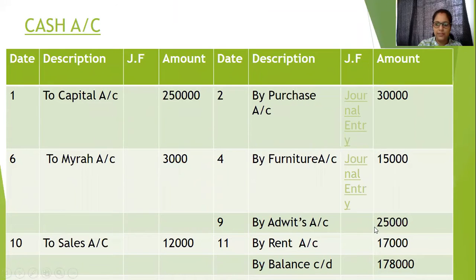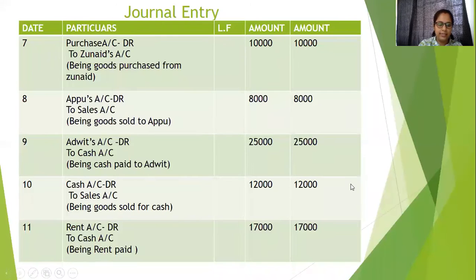By Advit's account, right? Again, we will check for journal entry. Is there any other journal entry related to cash? Yes, it is there. Here we see cash account debit to sales account. There is increase in cash.